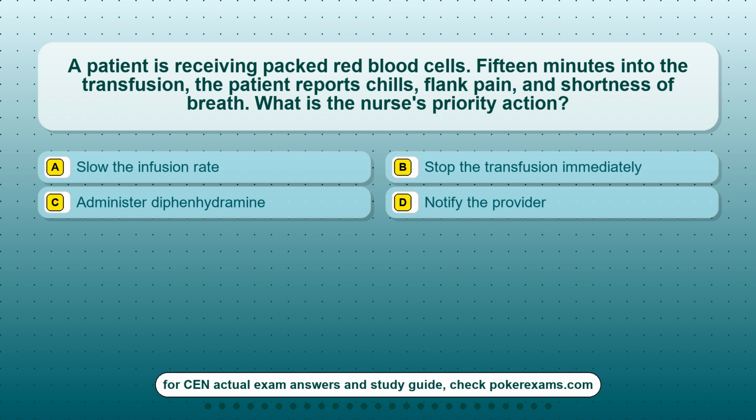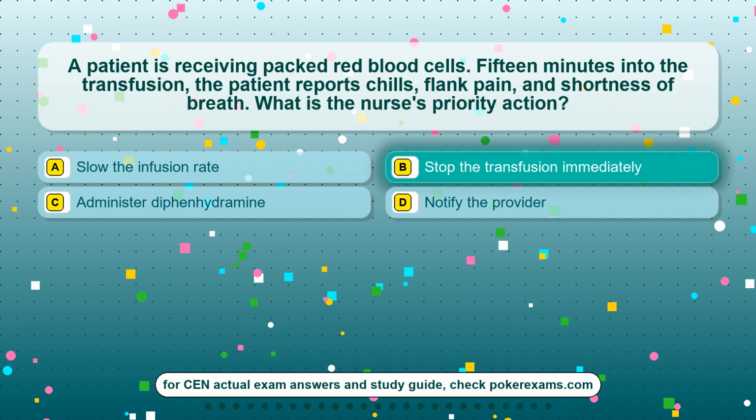Question 16. A patient is receiving packed red blood cells. 15 minutes into the transfusion, the patient reports chills, flank pain, and shortness of breath. What is the nurse's priority action? Option A, slow the infusion rate. Option B, stop the transfusion immediately. Option C, administer diphenhydramine. Option D, notify the provider.